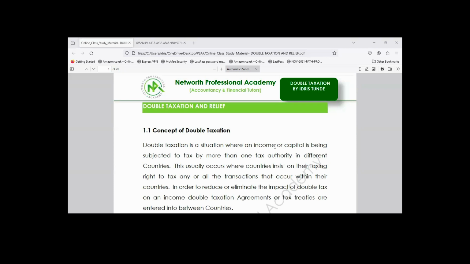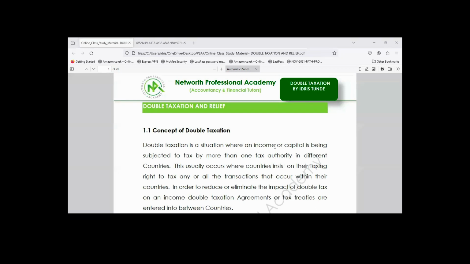Double taxation simply means the income of an individual or company is being subjected to tax more than once from different tax jurisdiction. What do we mean by tax jurisdiction? Tax territory. Nigeria is a tax jurisdiction on their own. UK is a tax jurisdiction on their own. Instead of tax jurisdiction, we can use tax authority.